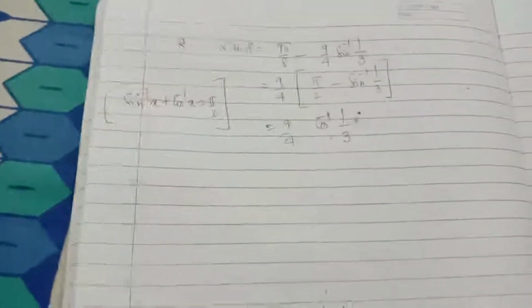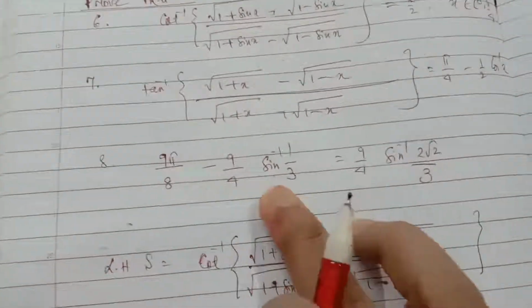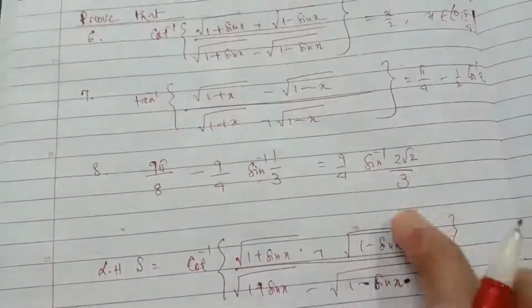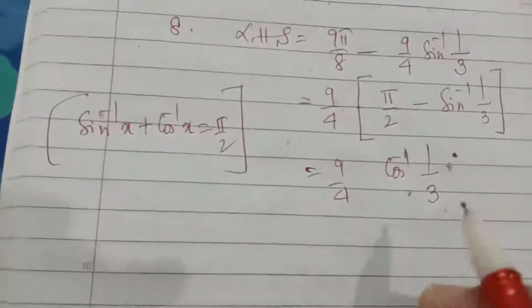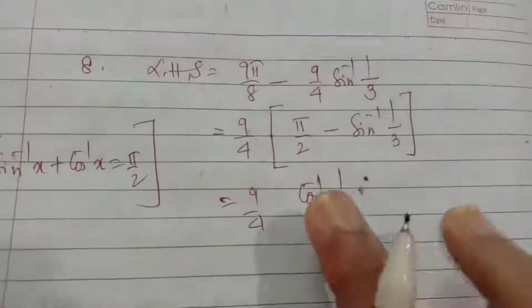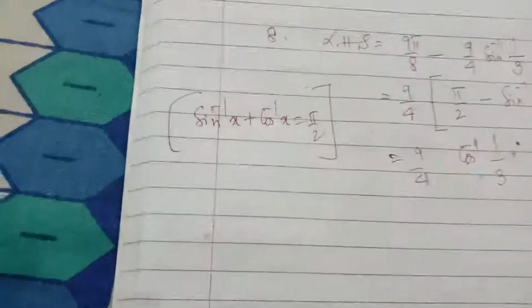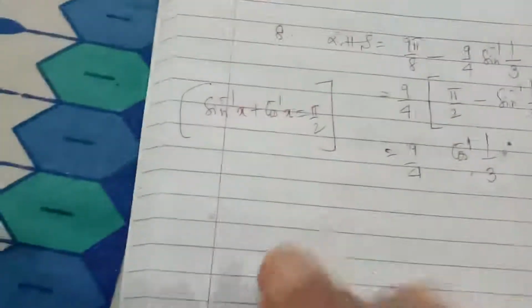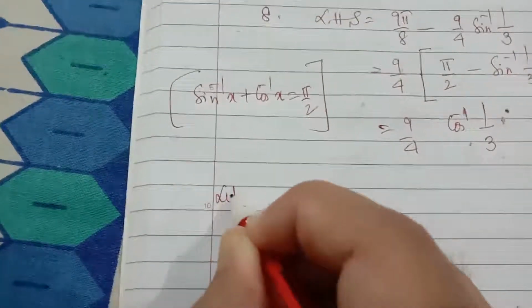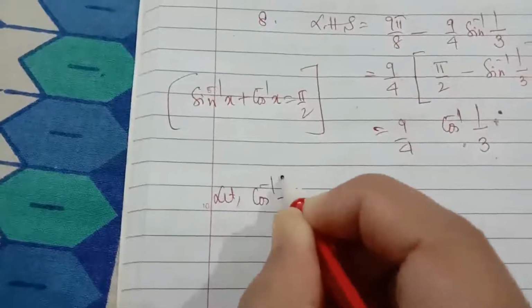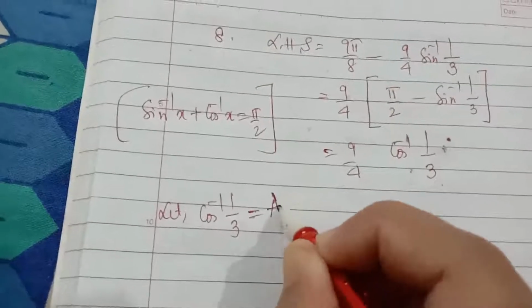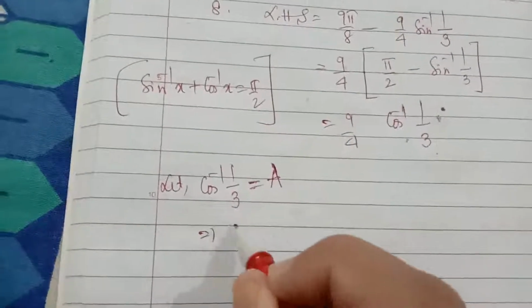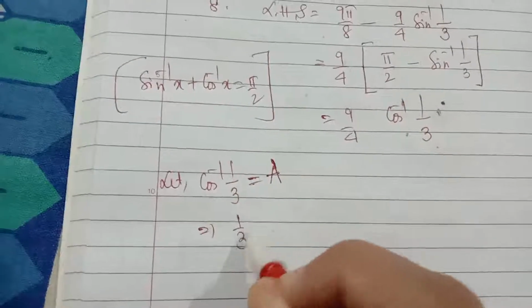Now what we have to prove? We have to prove this equal to 9 by 4 sine inverse of 2 root 2 by 3. And what we get is 9 by 4 cos inverse of 1 by 3. That means we have to change cos inverse to sine inverse. Now this is the procedure to change cos inverse to sine inverse. Suppose cos inverse of 1 by 3 is equal to a. Then cos a will be 1 by 3.